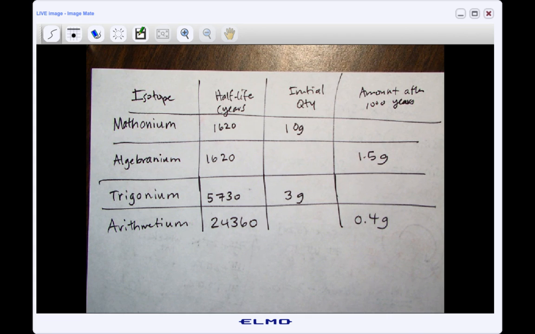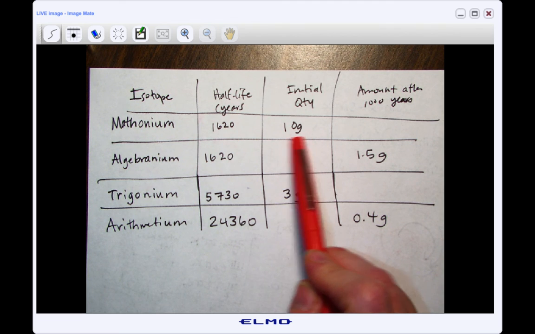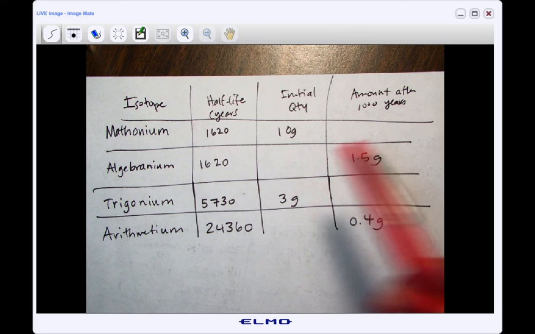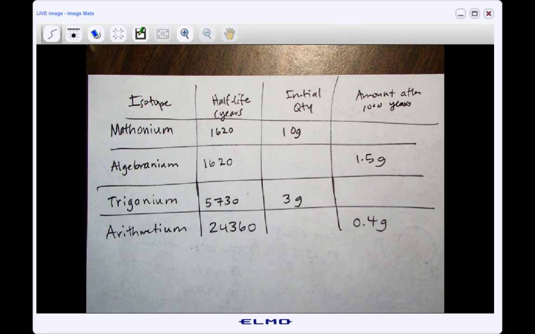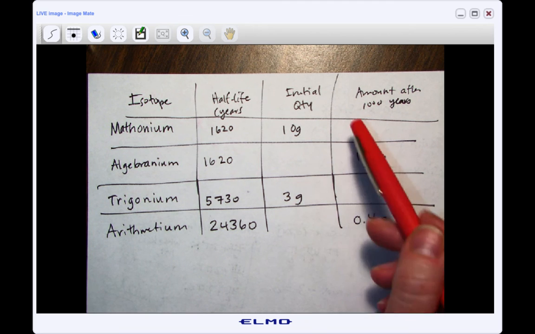So whatever you start with, it doesn't matter how much. If I started with, this one says 10 grams, in 1,620 years, only 5 grams would remain. If we started with 200, only 100 grams would remain after 1,620 years, okay?